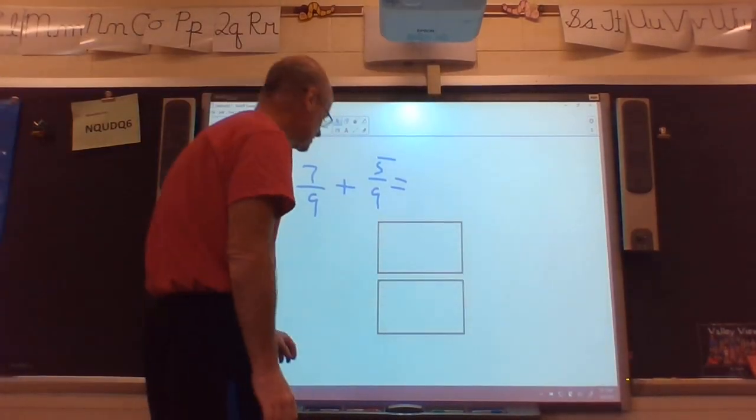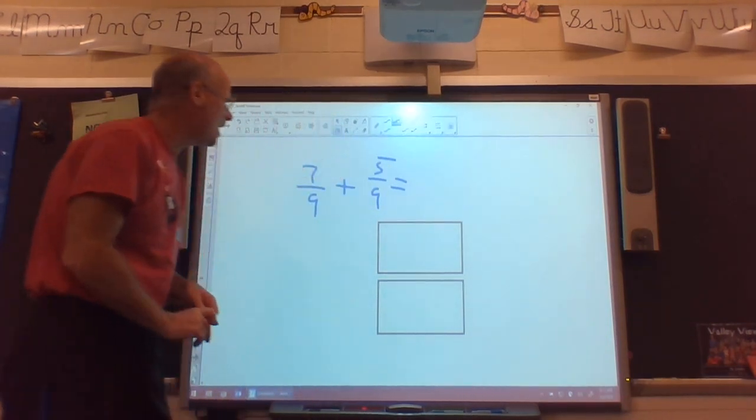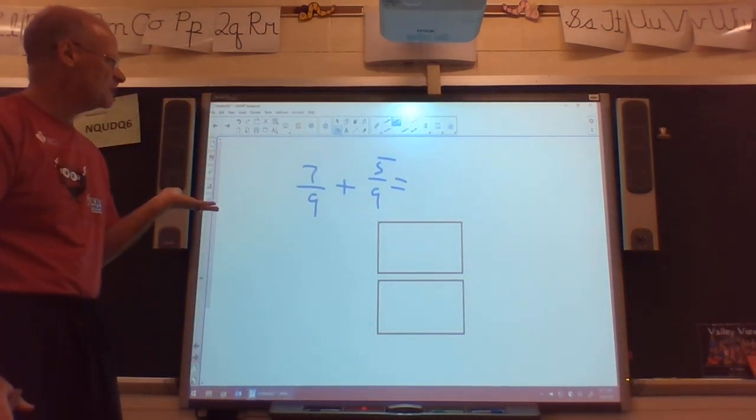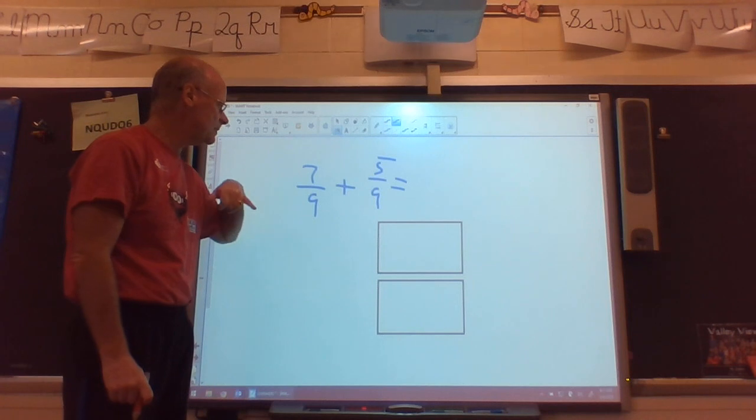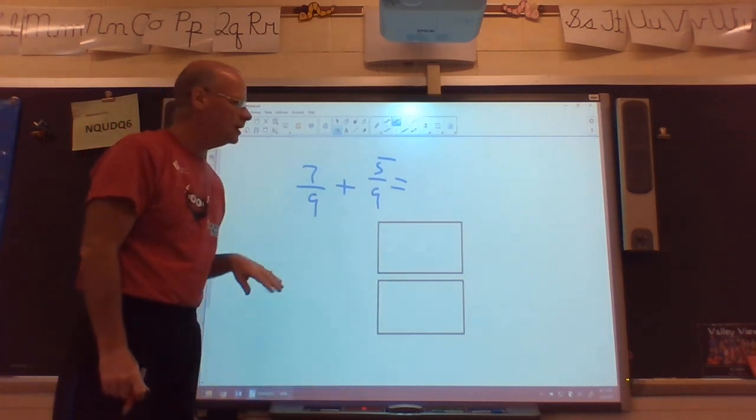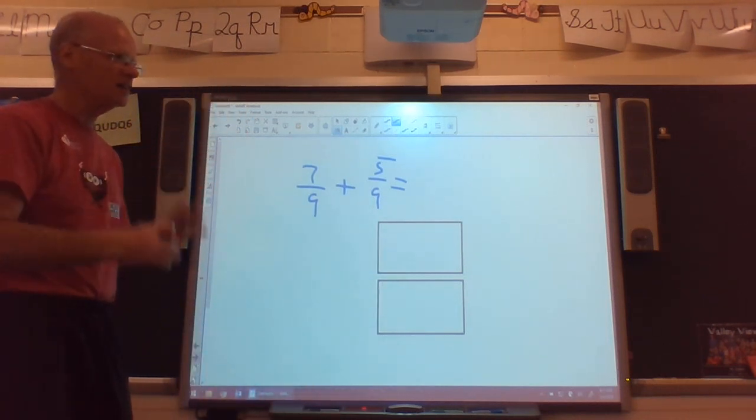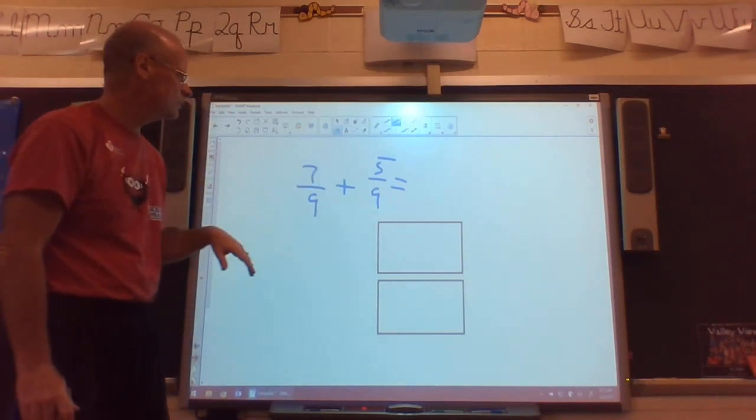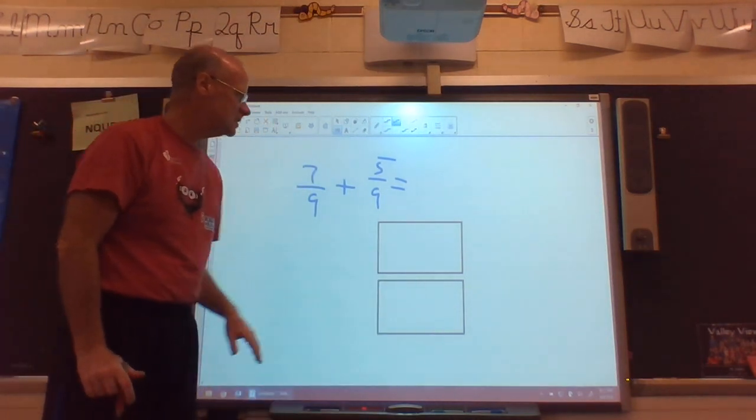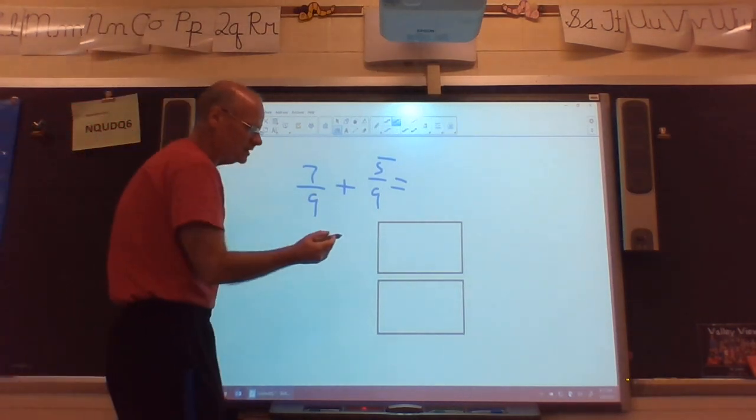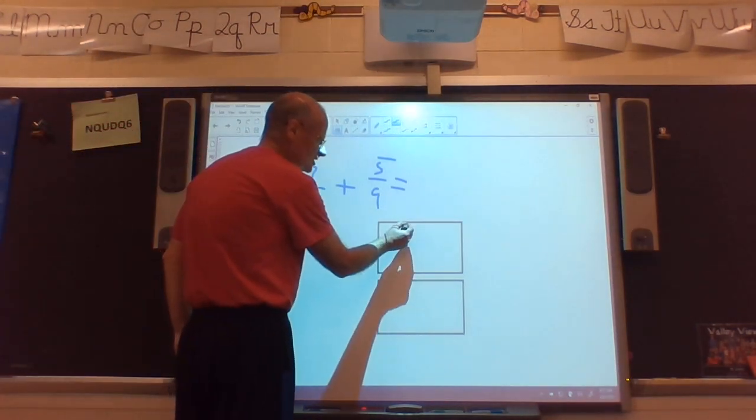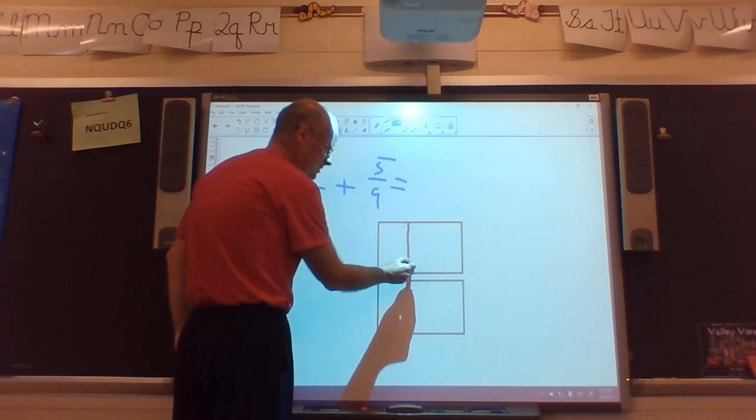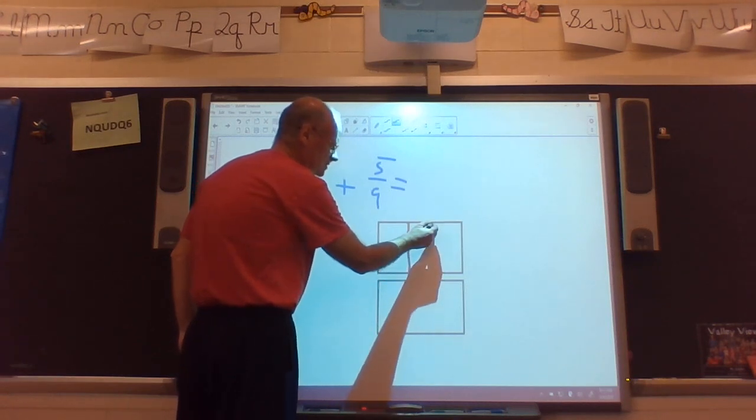We got into adding fractions a little bit last time. So I have my fractions, and remember, the denominator tells you how many pieces your whole is cut into, and the numerator tells you how many pieces you're talking about. So I'm going to cut both of these into ninths. An easy way to do ninths is I'm going to cut this into thirds. I'm going to try to make these equal. I'm not always equal. I try my best.